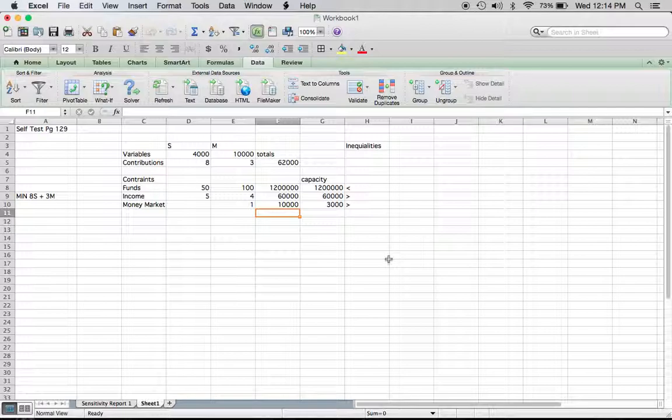And what was the answer? Are we there? 52,000. And it says that we're going to buy 4,000 units of stock and 10,000 units of money market shares. For what? A minimum what? What are we after here, guys? Not a minimum profit.